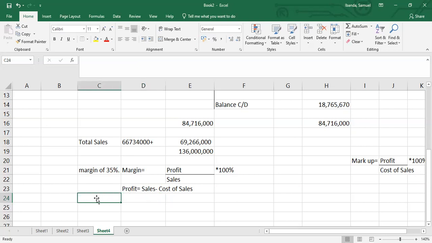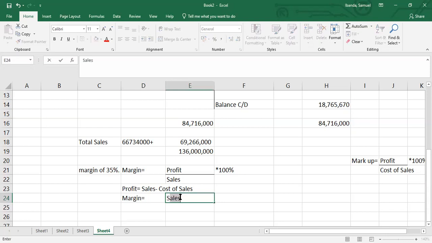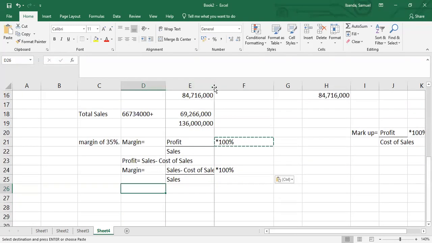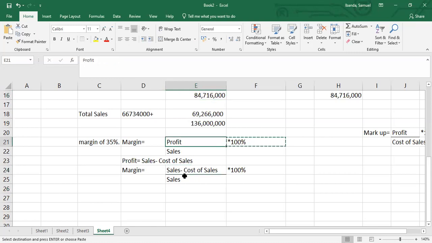So it means that my margin can also be shown as sales less cost of sales, divided by sales, times 100%. That is how my margin can be. So you're going to understand why I'm taking this direction, and why I've now done away with profit and replaced it with sales minus cost of sales.